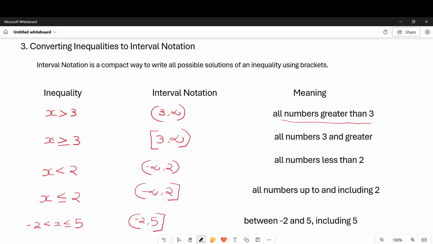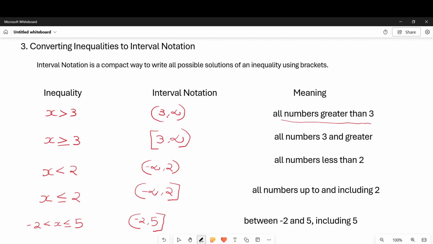The next one is x greater than or equal to 3. That means here 3 is included. So here in this inequality there is an equal symbol, so x includes the value 3. So we use a close bracket, which means 3 is also included. We can say square bracket or close bracket. So here it is 3 comma infinity.